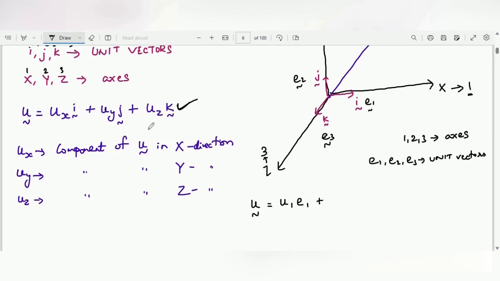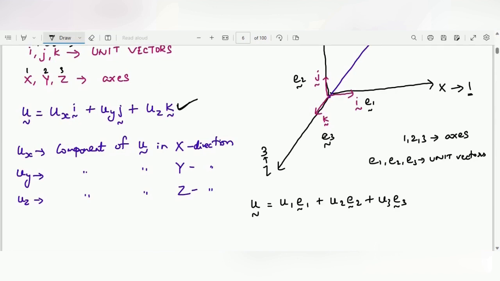plus uy is u2, j is e2, plus uz is u3, k is e3. So e1, e2, e3 are the unit vectors in the directions 1, 2, and 3, not x, y, and z.